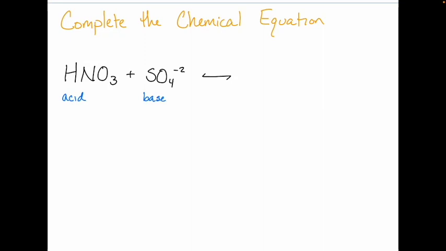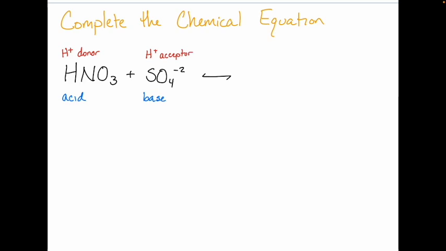Awesome. We're going to keep on going here. We should be able to complete this chemical equation, given that this nitric acid is our acid and this sulfate ion is our base. Remember, an acid is a proton donor, and the base is our proton acceptor.